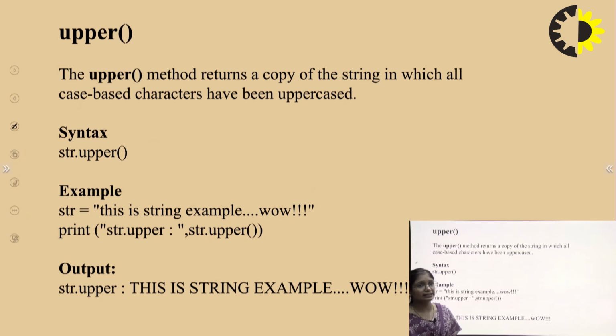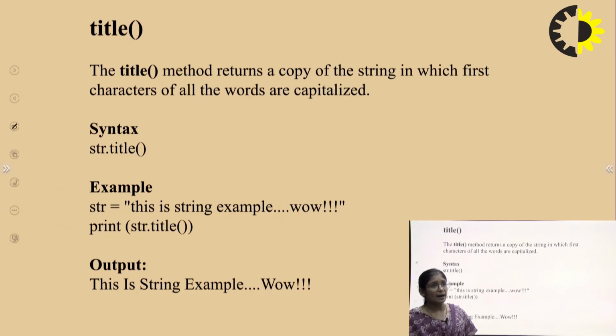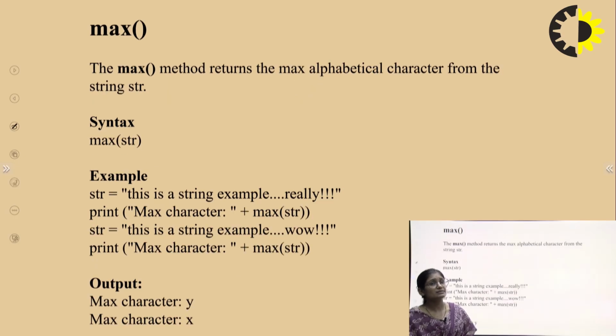The upper method returns a copy of a string in which all case characters have been uppercased. The title method returns a copy of the string in which the characters of all the words are capitalized. The max method returns the maximum alphabetical character from the string. This method gives the maximum alphabet character.